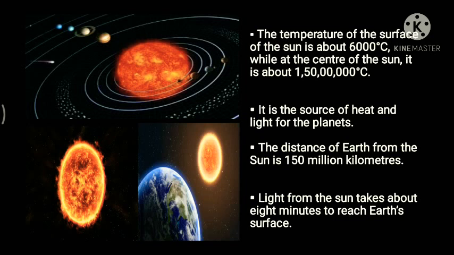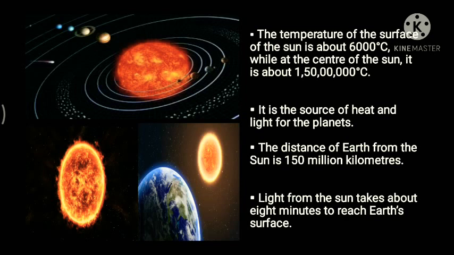Being made up of extremely hot gases, the sun is the source of heat and light for all the planets. However, due to the distance of Earth from the sun, around 150 million kilometers, we do not feel the tremendous heat of the sun. Along with that, the light from the sun takes about 8 minutes to reach Earth's surface.